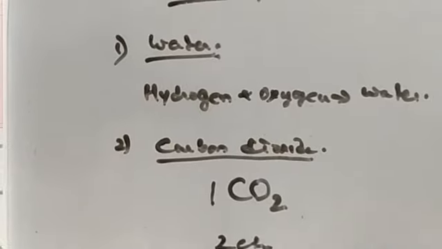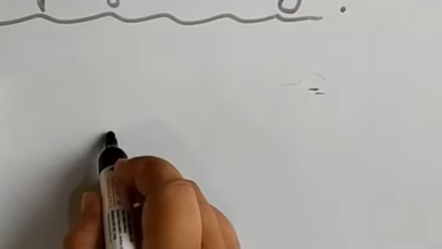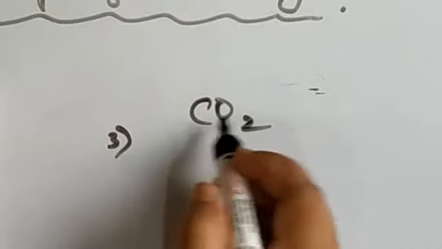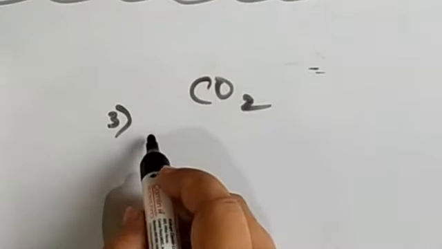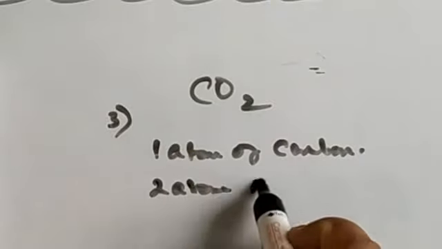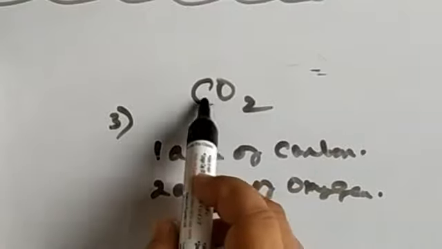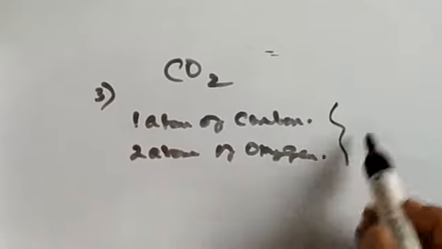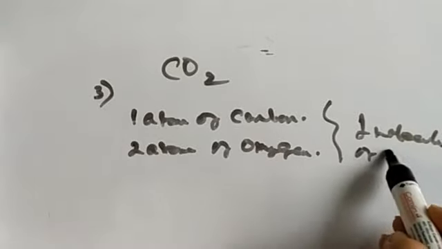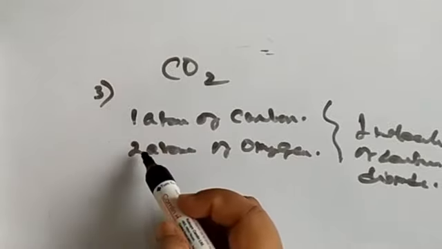Now coming to the next point, the third point. If I ask in what proportion carbon and oxygen are present in carbon dioxide, then 1 atom of carbon and 2 atoms of oxygen are present in it. Yes or no? So they make 1 molecule of what? 1 molecule of carbon dioxide. In this way they form 1 molecule of carbon dioxide.